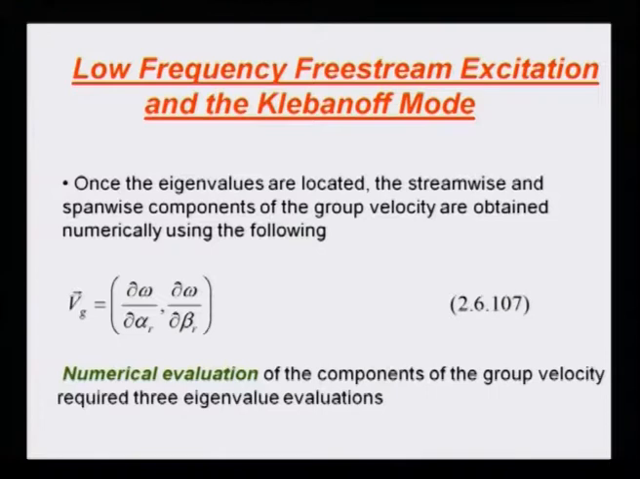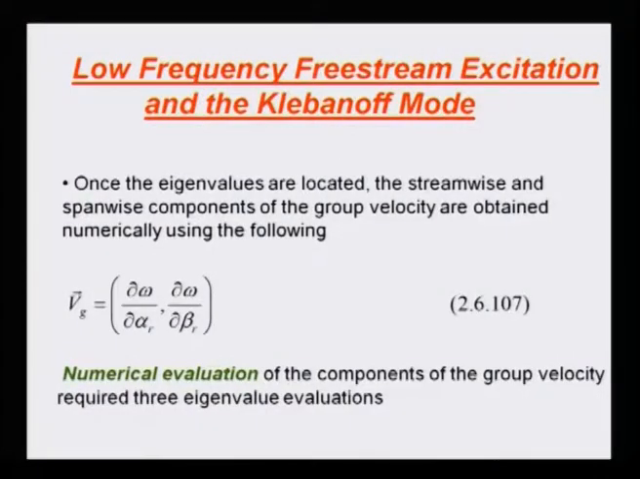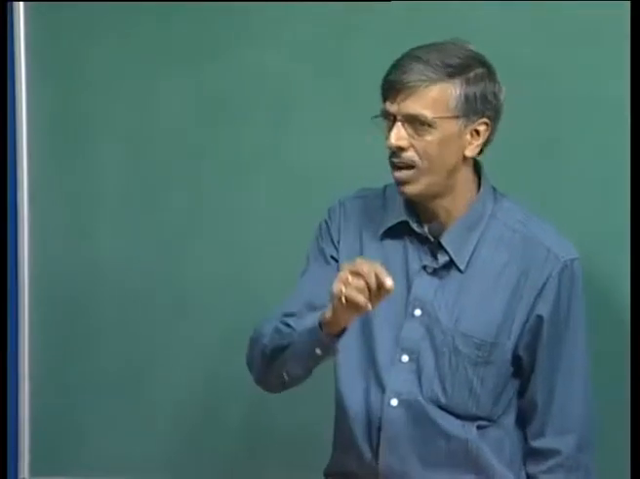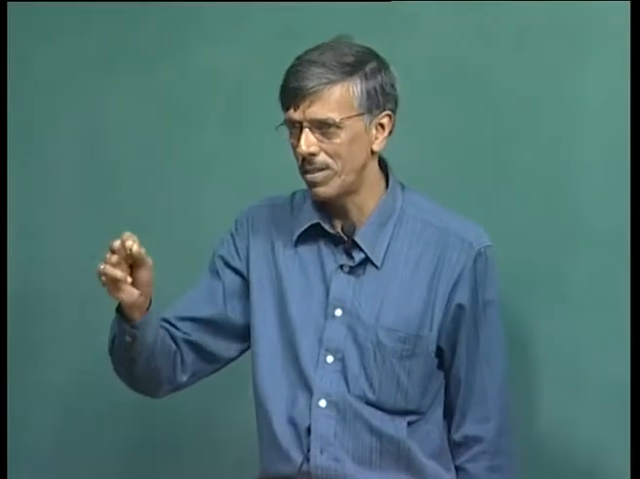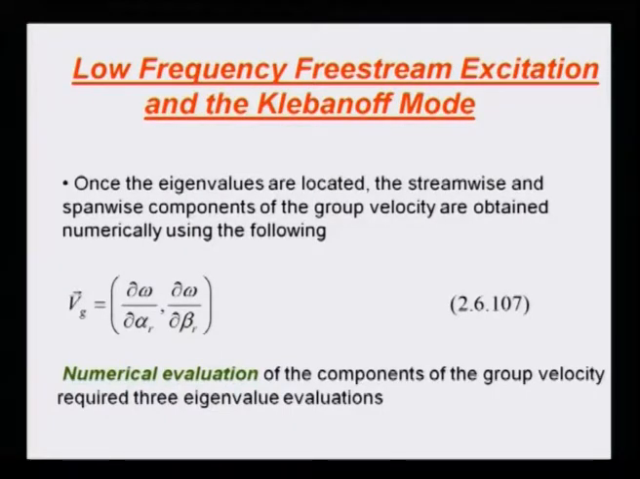The expression that you are seeing there is the numerical evaluation of the group velocity components. Aren't these two components in the x and z direction? The first one gives you the disturbance propagation in the streamwise direction, and this is the cross flow direction. So, you can calculate this. You basically need 3 eigenvalue evaluations. So, I can do omega naught plus d omega, omega naught plus 2 d omega, and I can calculate this. We can make use of that and evaluate this group velocity.